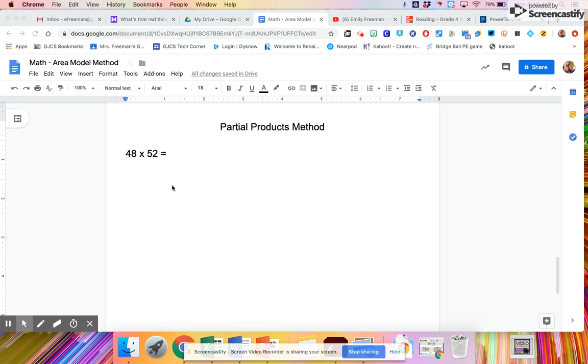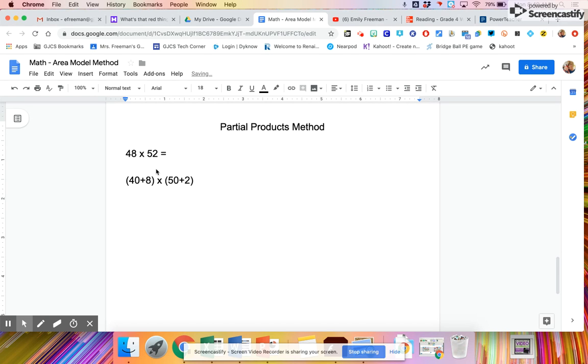A lot of students, once they understand the area model method, like to move to this because it's a little quicker. They don't have to worry about drawing the boxes, and they understand what's being multiplied by what. So we're going to use the same problem, 48 times 52. And I still encourage students to break those numbers down into expanded form. So 40 plus 8 times 50 plus 2.